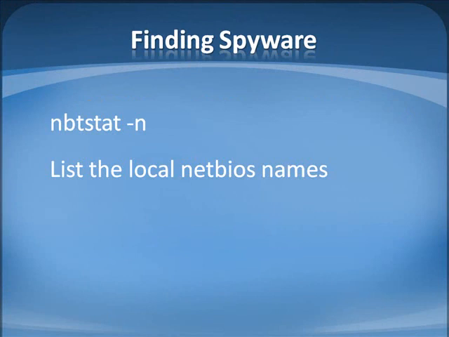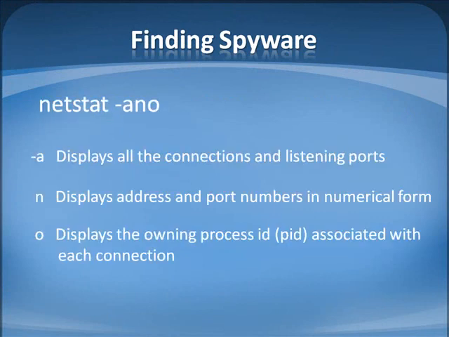Commands that we'll be using will be nbtstat with the parameter -n, and you need the minus in front of it, and this lists the local NetBIOS names. And then we're going to be using netstat -ano. The a displays all the connections and listening ports. N displays addresses and port numbers in numerical form. O displays the owning process ID, which is the PID associated with each connection.